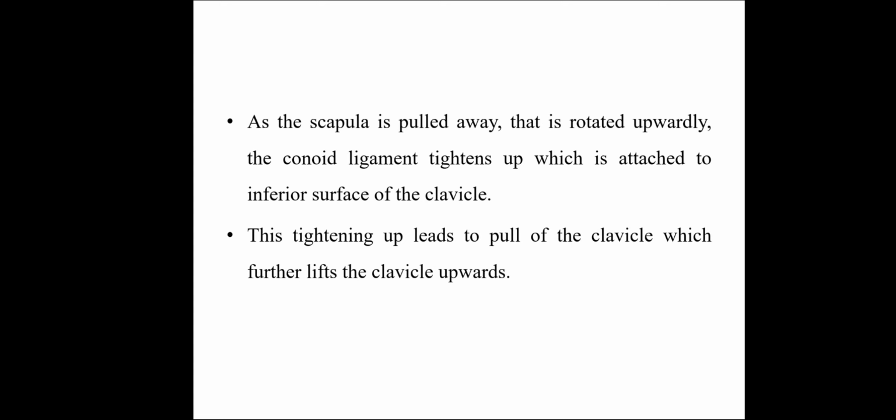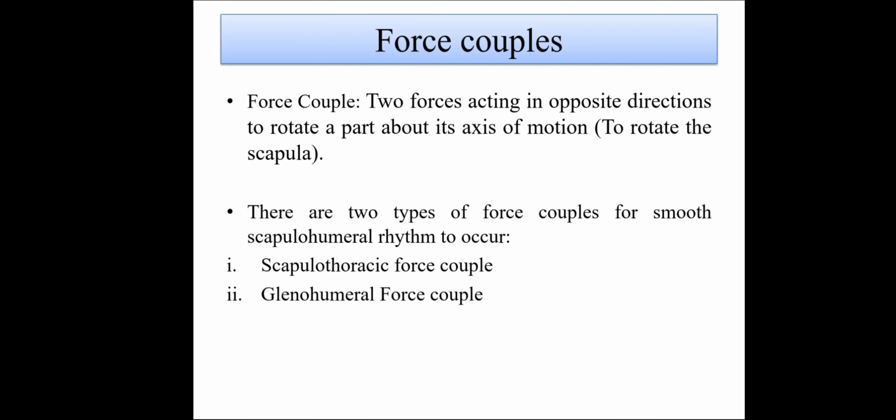As the scapula is rotated upwardly, the conoid part of the coracoclavicular ligament, which is attached to the inferior surface of the clavicle, tightens up. This tightening leads to a pull on the clavicle, which further lifts the clavicle upwards. So hence you all understood how the clavicle is lifted upward, that is elevated and upwardly rotated, when your shoulder joint is moving.